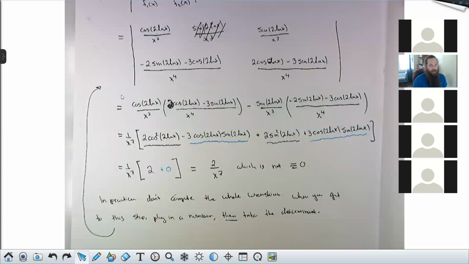You see there's lots of room for algebra mistakes in this process. I made 2 of them that I needed to correct. In practice, plug in a number when you get to this step where you've got your Wronskian written out. If it's 0, LD. If it's non-zero, LI.